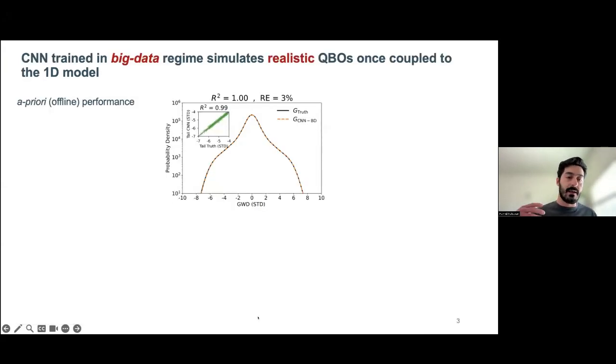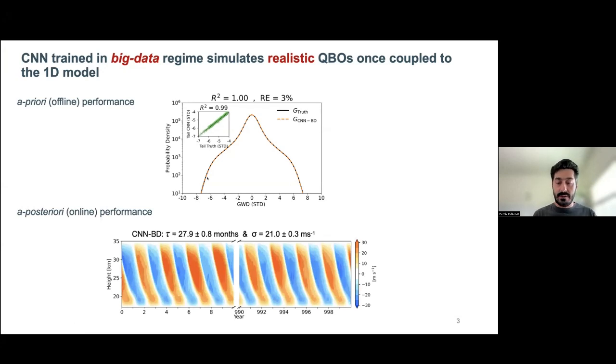We start by evaluating the a priori or offline performance of the CNN trained in the big data regime. This is a comparison of its probability density function to that of the truth. You can see it has a great offline performance with the PDF. When we couple this back to the 1D model and replace the physics-based parameterization, it gives us a QBO which has the same structure, period and amplitude as the true QBO.